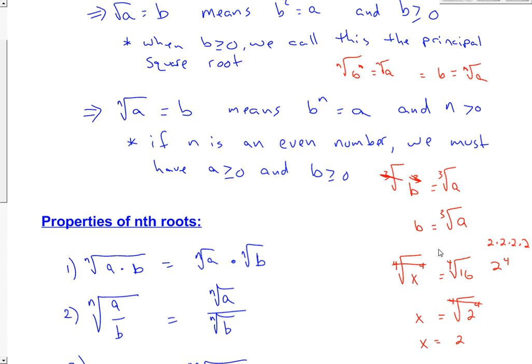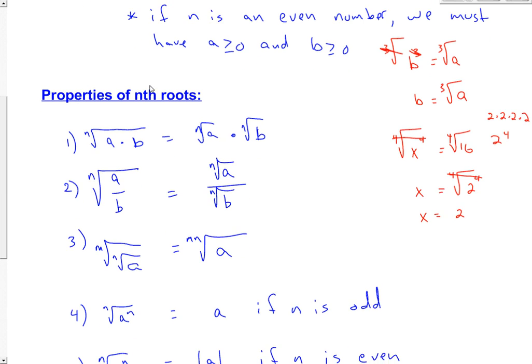So anyway, that's just some information about how that works. Let's look at properties of nth roots. If I have the nth root of two different variables being multiplied by each other, we can separate that out into the nth root of a times the nth root of b. Same thing with division. If I have the nth root of a divided by b, or a over b as a fraction, I can split that up and I have the nth root of a over the nth root of b.